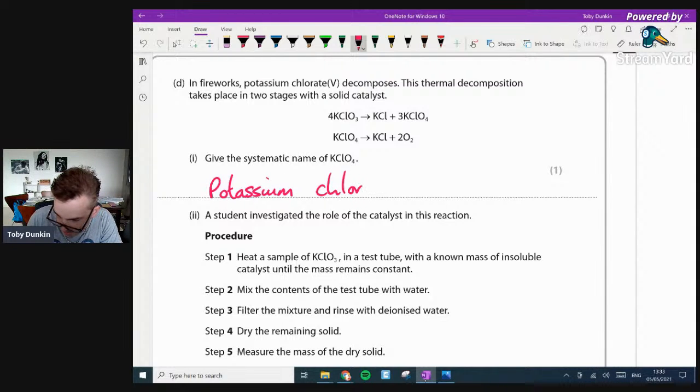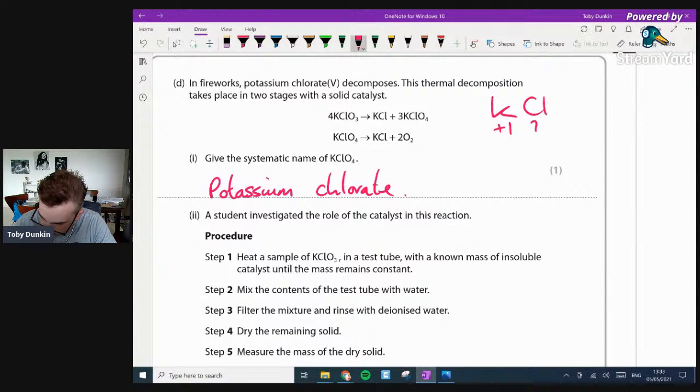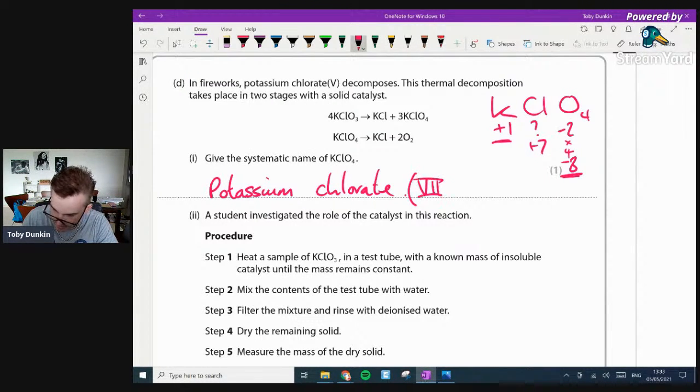Potassium chlorate. Now I need a Roman numeral. K plus 1, Cl question mark, O4, which is 2 minus times 4, which is 8 minus. And that's plus 1, which means Cl must be in a plus 7. So potassium chlorate(VII).